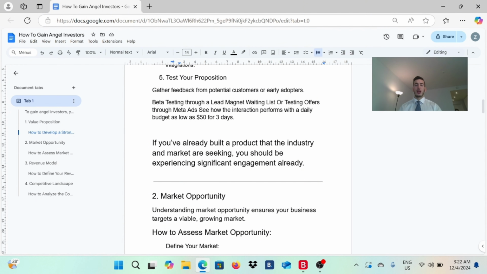Most of the time, when you want to test a new product or see what interaction you will get from the marketplace, you will have a lead magnet or waiting list. You can do that using your social media accounts. You need to have a decent amount of audience to actually test that. If you can't do that, on the other hand, you can test your offers with Meta ads.